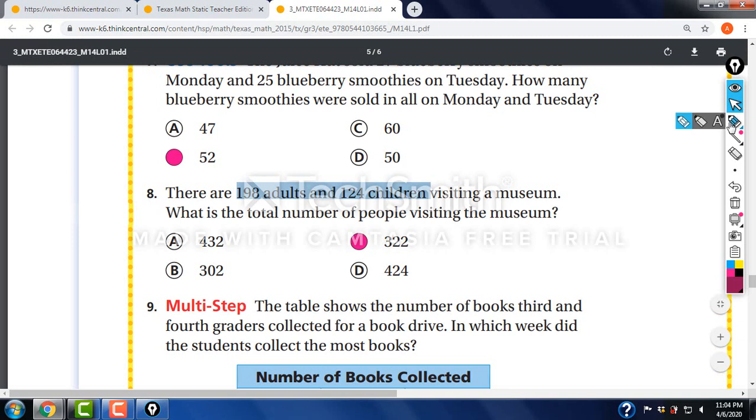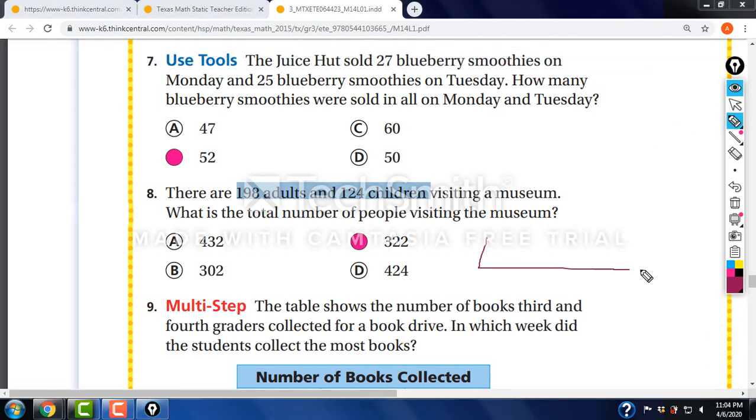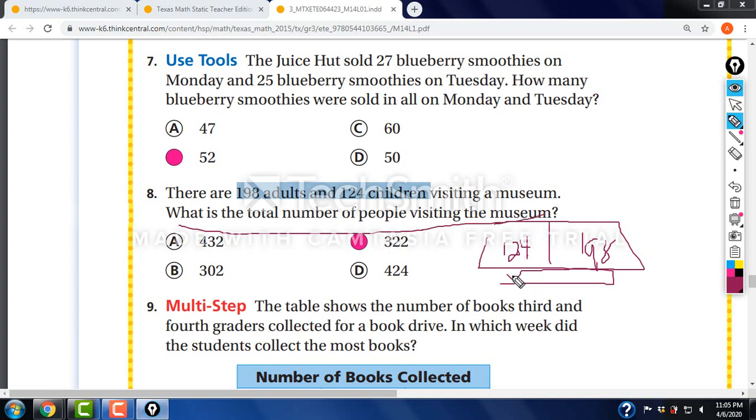Okay, so let's do the strip diagram, and it would be 124, 198. Your answer here would be the total number of people visiting the museum. That would be here. Then you just add those, and you should have gotten 322. Or you could have done the mathematical equation that most of you are familiar with.